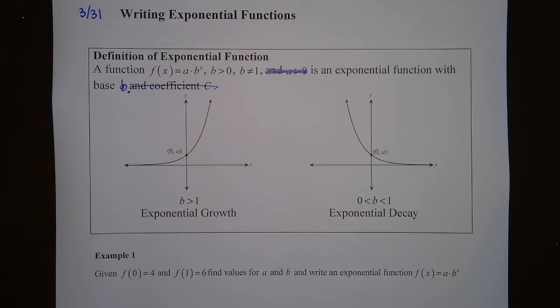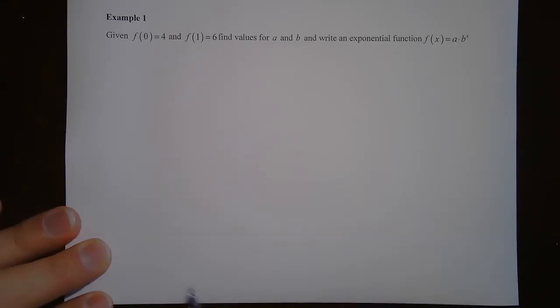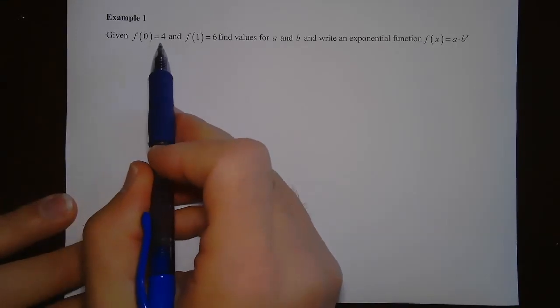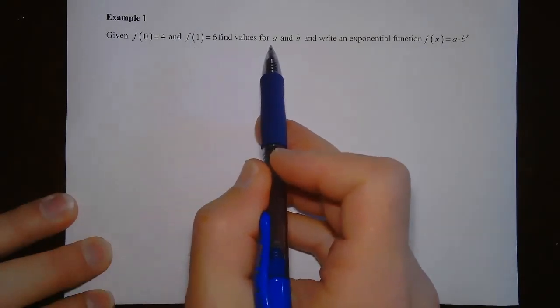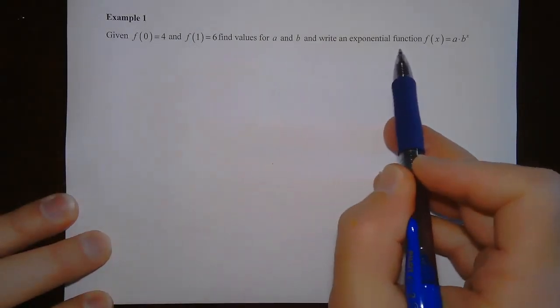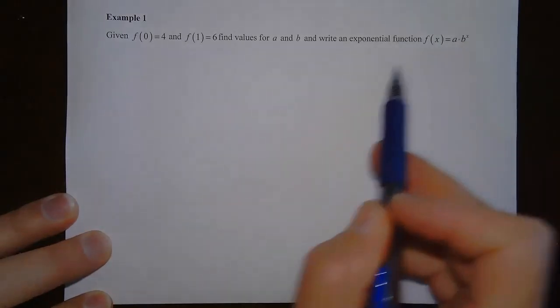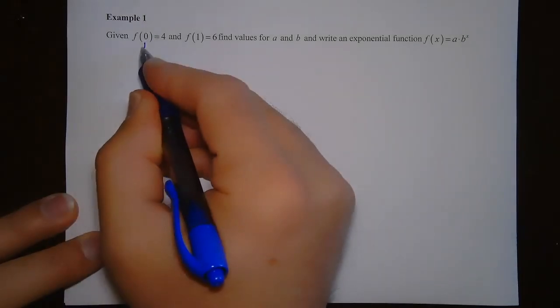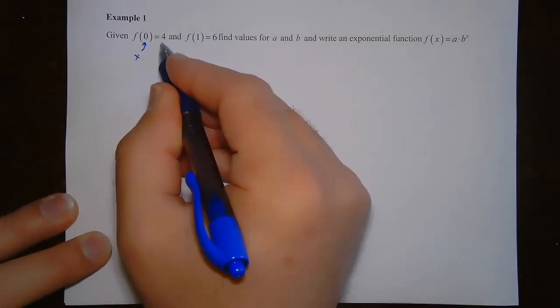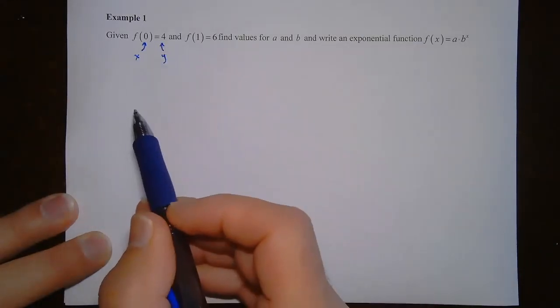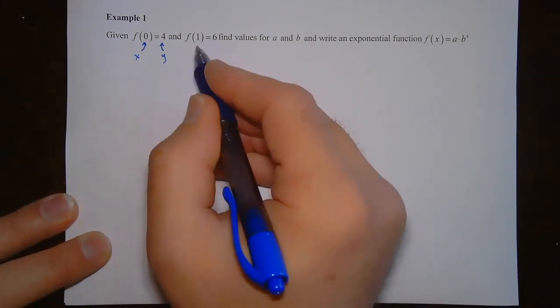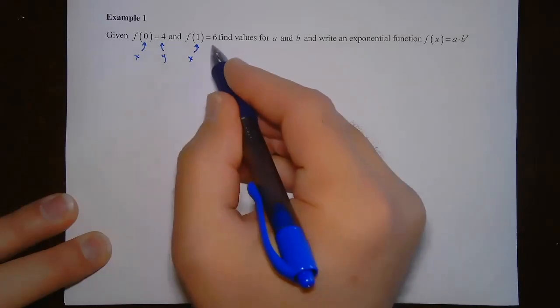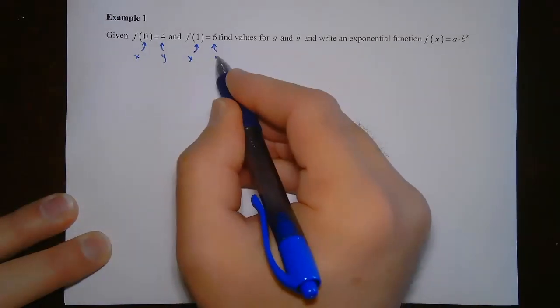All right, so that's an exponential function, and let's just get to our first example and use the given information to write some functions. For example number 1, we're given that f of 0 is equal to 4 and f of 1 equals 6, and we want to find values for a and b and write the exponential function f of x equals a times b to the x. So 0 is an input, so this is an x, and this is the output y. I know when I put 0 in for x, I'm going to get out 4. Here I know when I put in 1 for x, I'm going to get 6 out, because that's my y.